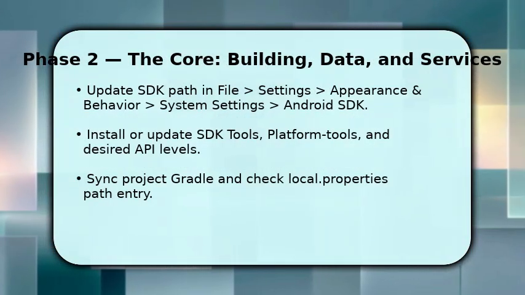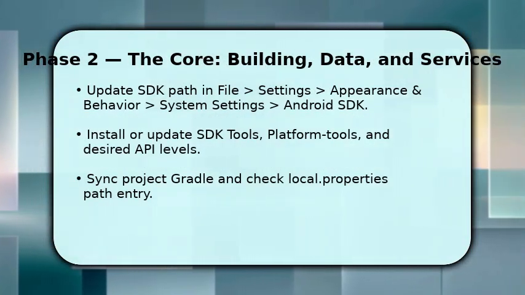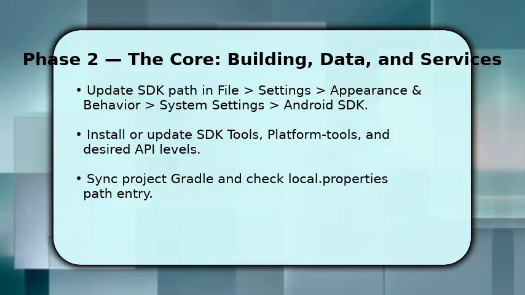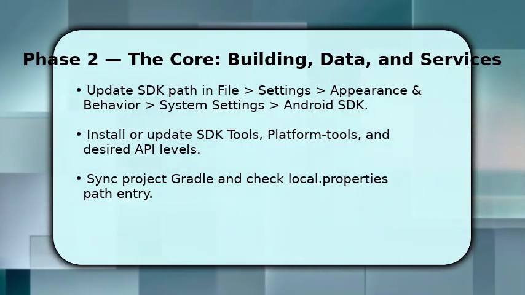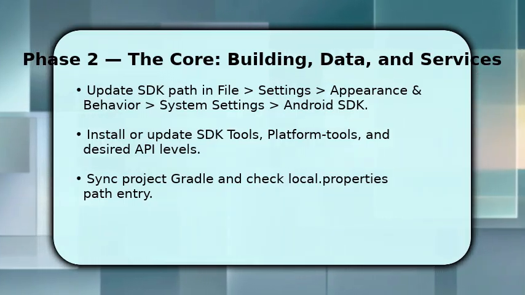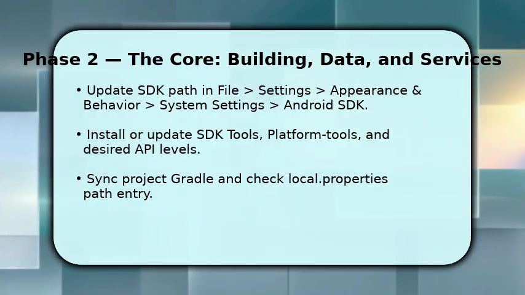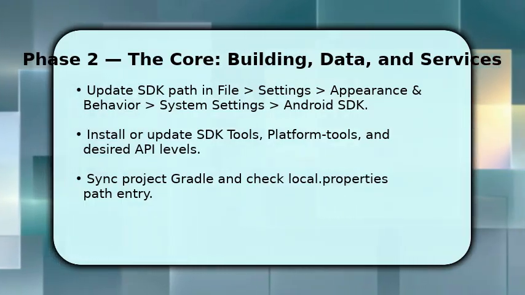You now handle the complex middle steps to ensure Android Studio recognizes the SDK. In Settings, change the Android SDK location to the folder you verified earlier, then install Platform Tools and the matching API level. Make sure local.properties in your project contains sdk.dir with the exact path, using forward slashes on macOS/Linux.